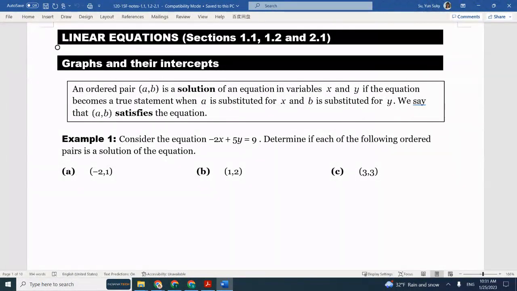Okay. So linear equations. How many of you have learned linear equations before? If yes, could you type yes in the chat?